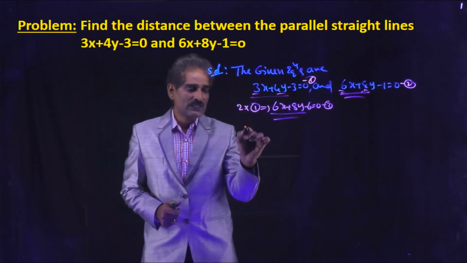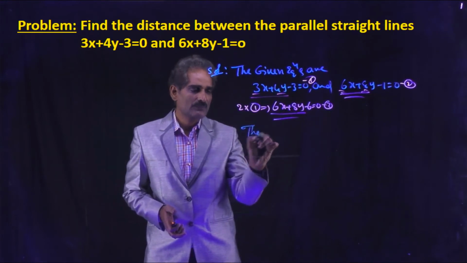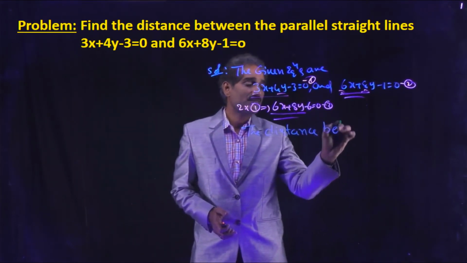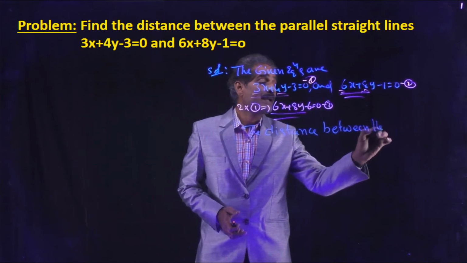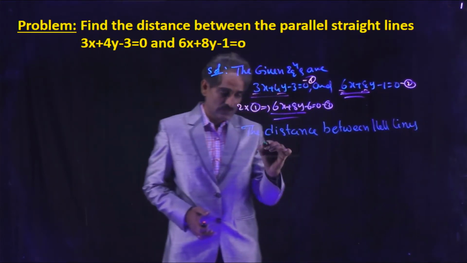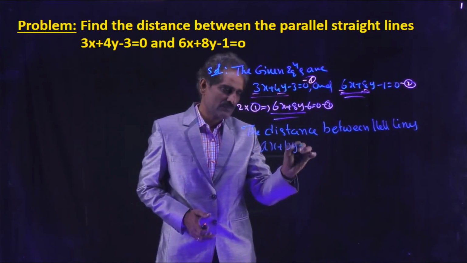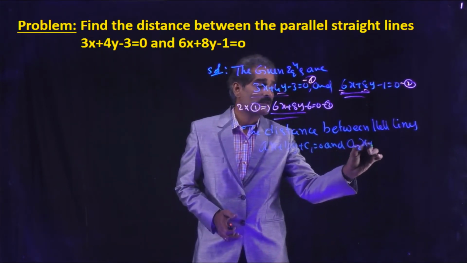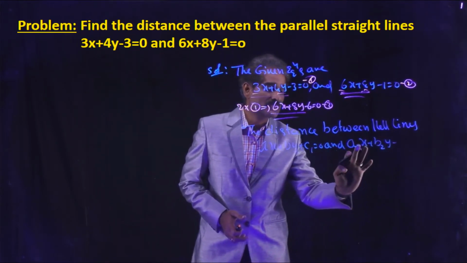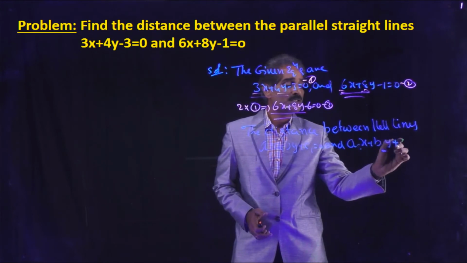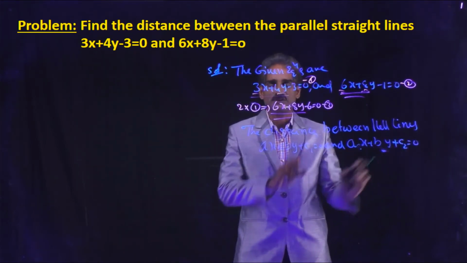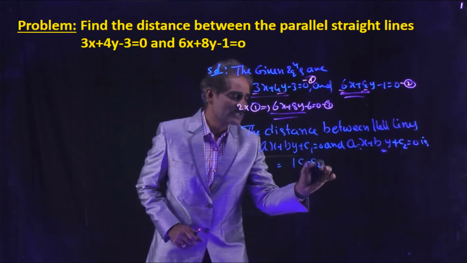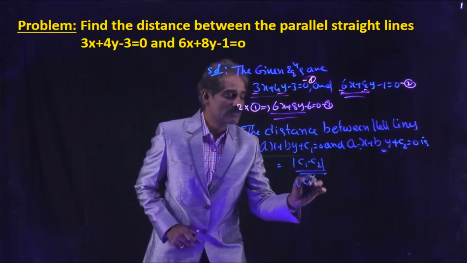What is the formula? The distance between the parallel lines ax plus by plus c1 equals 0 and ax plus by plus c2 equals 0, which differ only by constants, is modulus of c1 minus c2 by square root of a square plus b square.